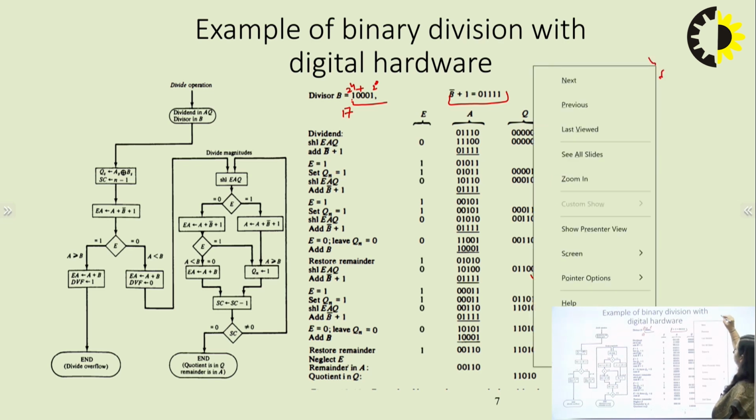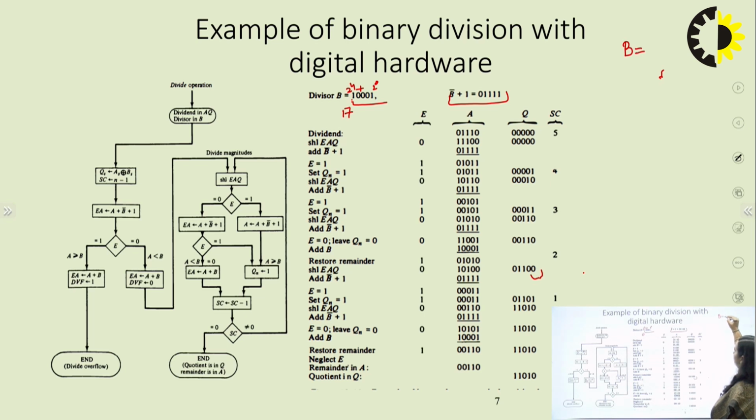So B is 1 0 0 0 1. First we will take its 1's complement. We will simply flip the values: 0 to 1, 0 to 1, 0 to 1 and 1 to 0. Now this is the 1's complement. To obtain the 2's complement, we will add 1 here. 1 plus 0 is 1, so this is 1, 1, 1, 0. So this is the 2's complement, meaning it is the value of minus B. And we are using this again and again in our algorithm.